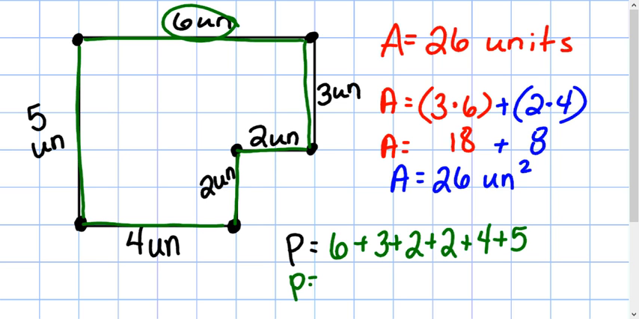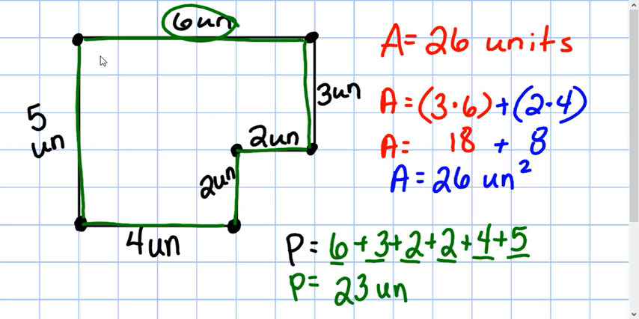If I add those all together, 6 plus 3 is 9, plus 2 more makes 11, plus 2 more makes 13, plus 4 makes 17, plus 5 makes 23. My perimeter is 23 units. All right.